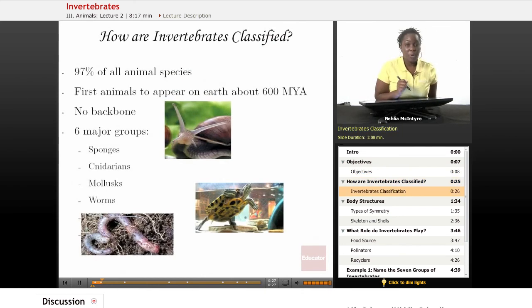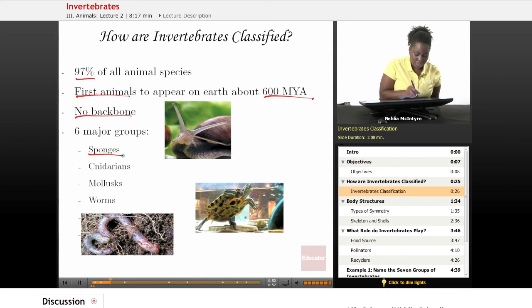Let's first ask the question, how are invertebrates classified? Invertebrates account for 97% of all animal species, and according to the fossil record, they are the first animals to have ever appeared on Earth about 600 million years ago. Invertebrates got their name because they have no backbone. And there are 6 major groups of invertebrates.